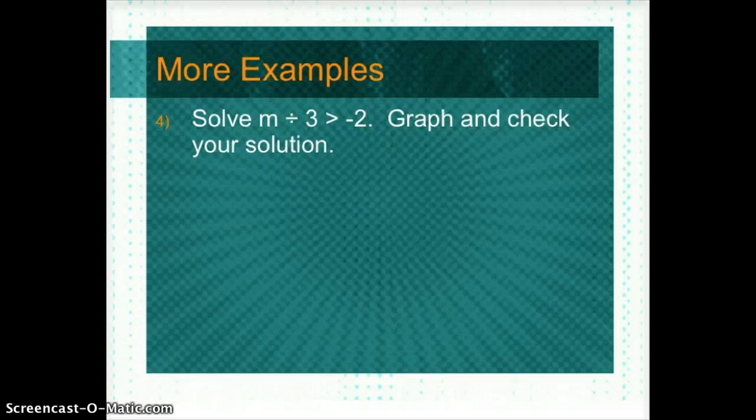Okay, let's look at one with some dividing here. Solve m divided by 3 is greater than negative 2. And again, I want you to graph and check your solution. So I've got m divided by 3, I usually like it like this, is greater than negative 2. To undo dividing, I'm going to multiply both sides by 3. Remember, these cancel out. And I think that m is greater than negative 6.